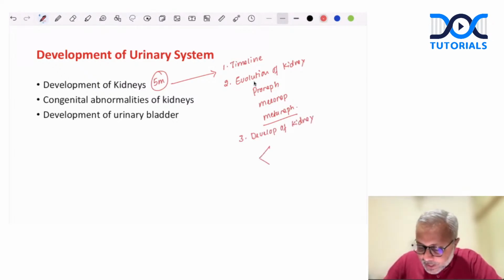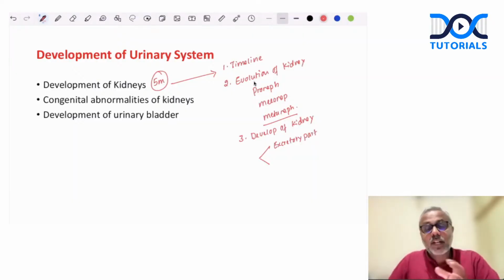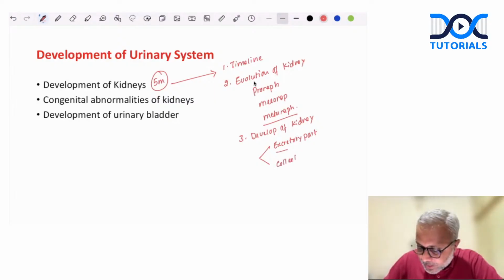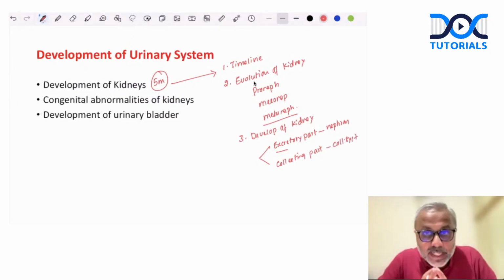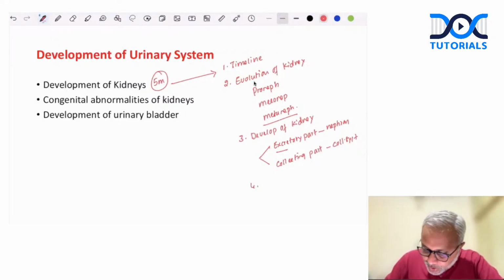And how do we structure this? Remember, we divide it into the excretory part, or the collecting part, right? So the excretory part and, let's say, the collecting part. So we need to talk about the development of the nephron and then the collecting system. How exactly these two parts of the kidney develop from the metanephros, this we need to explain. Then, ideally, you should close it with developmental abnormalities.